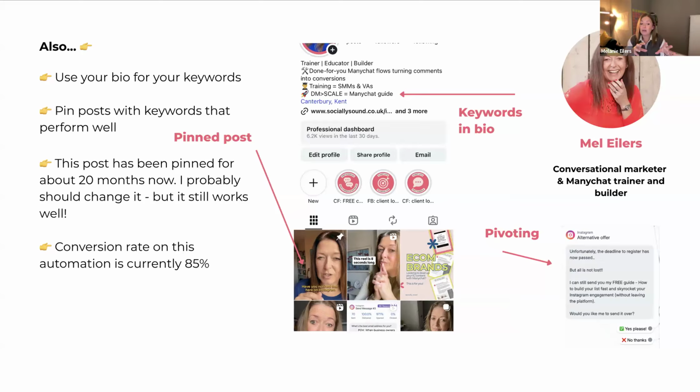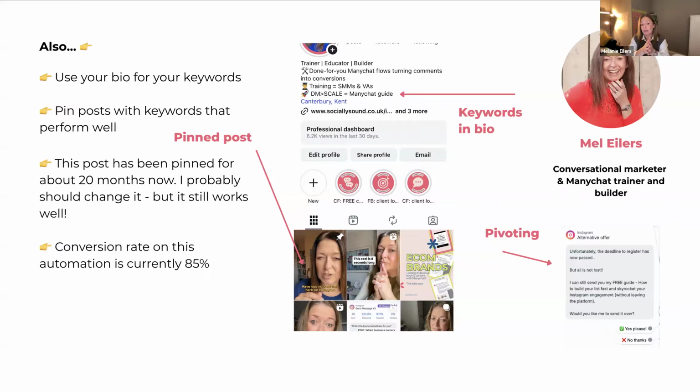It's also worth noting that the actual content of that reel is still relevant. What has changed? I've changed the automation behind it quite a few times. I've updated the lead magnet. I haven't updated the keyword because that is in the organic reel, but you can update whatever's going on in the back end and leave that high performing post right there on your grid.